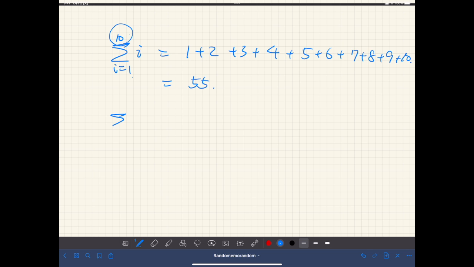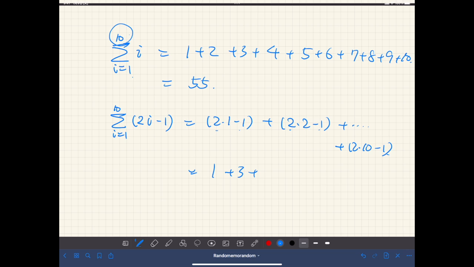And another example. What about the sum of 2i minus 1, for i from 1 to 10? What does this mean? If you put i equal to 1, 2 times 1 minus 1, you get this. And if you put i equal to 2, you get 2 times 2 minus 1, and so on. And the last term should be 2 times 10 minus 1. So if you calculate this, this is 1, and this is 3. And actually, we get a sequence of odd numbers starting from 1, then 5, and so on, up to 19.